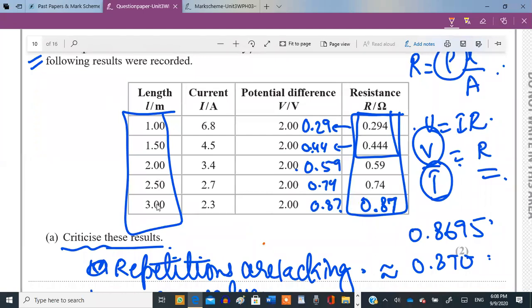And what else can we use? We could use a larger range of values of length than 1 and 3 meters. The range of values is very narrow, right? It's just 1 to 3 meters. We could use a more broader range over here to get a more accurate answer.